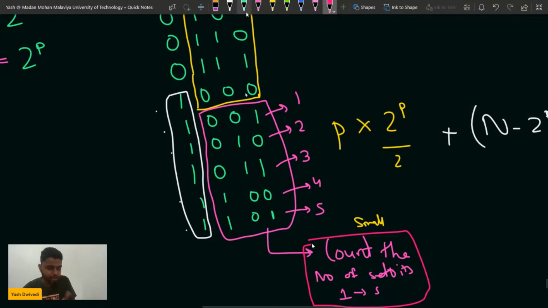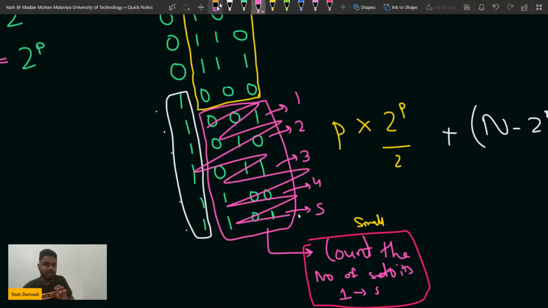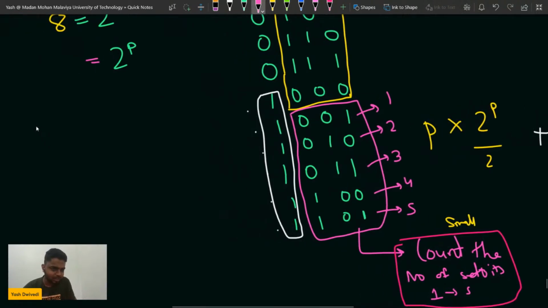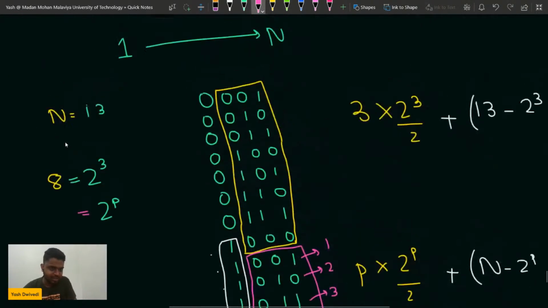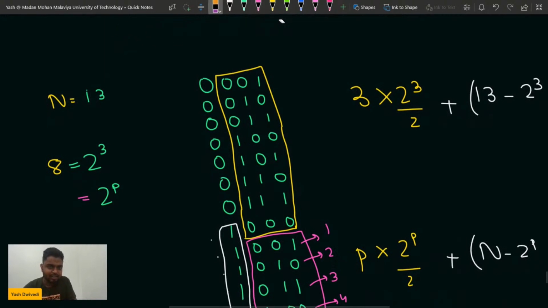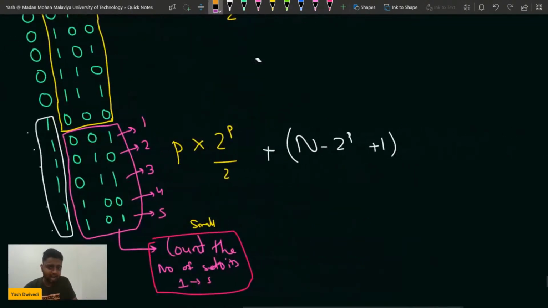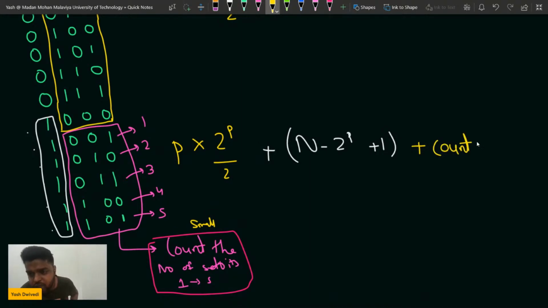So how do I get this 5? If you see this rest of the part, this particular part has the number of set bits that are there from 1 to 5. If I have the n value as 13, originally, then I do 13 minus 2 to the power 3, that is the closest power of 2, 8. So that is 5. I have to calculate the count. I have to recursively call the count function, and in that I have to pass n minus 2 to the power p.